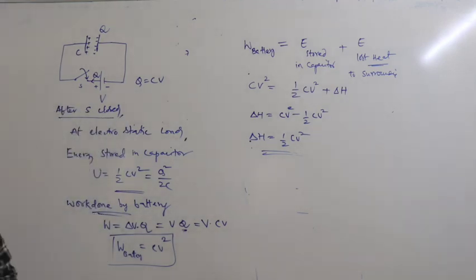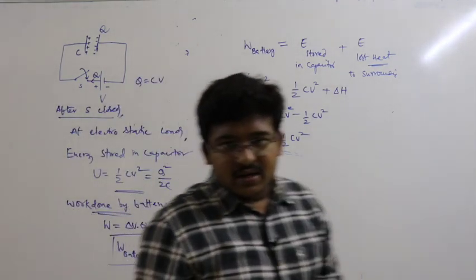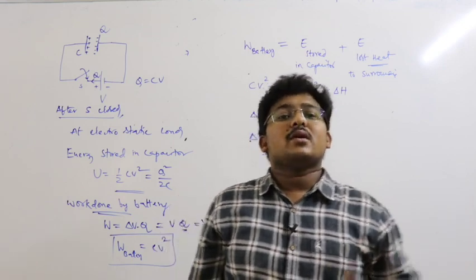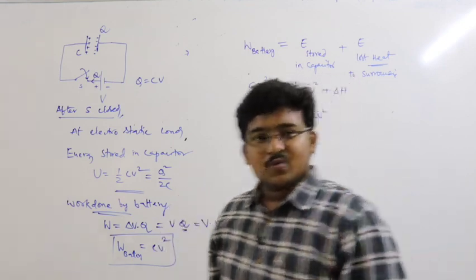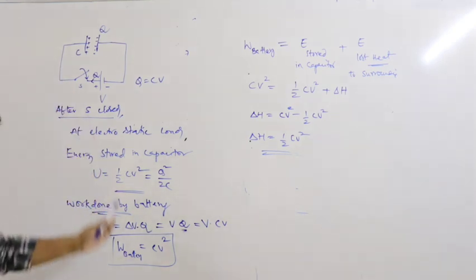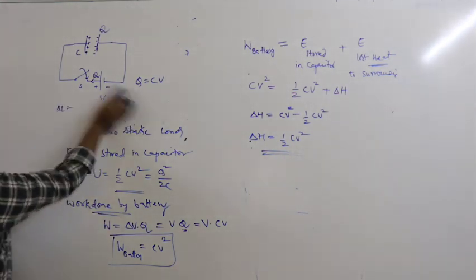So that is how, out of the total work done by the battery, some energy is stored in the capacitor and the remaining goes into the form of heat. Okay, so we'll do one problem so that you can understand how much heat energy is lost. You don't need to memorize the formulas by heart here.